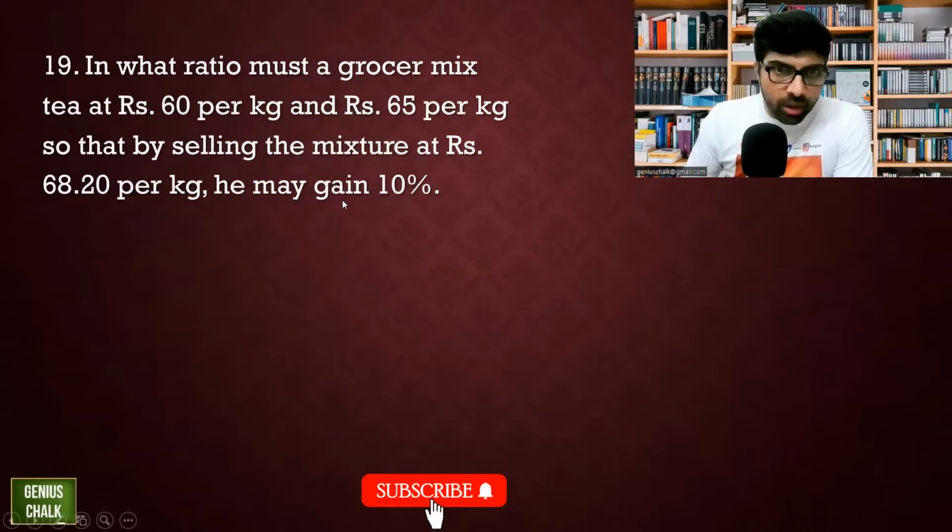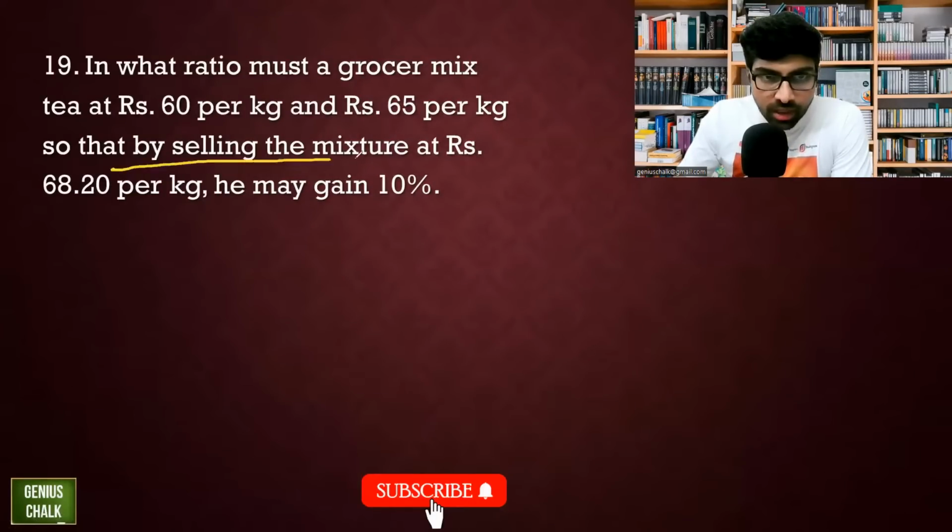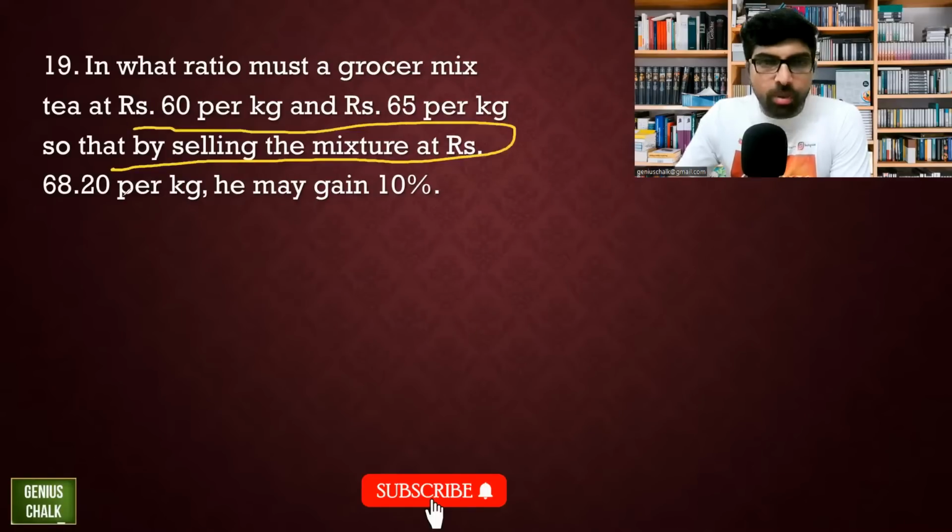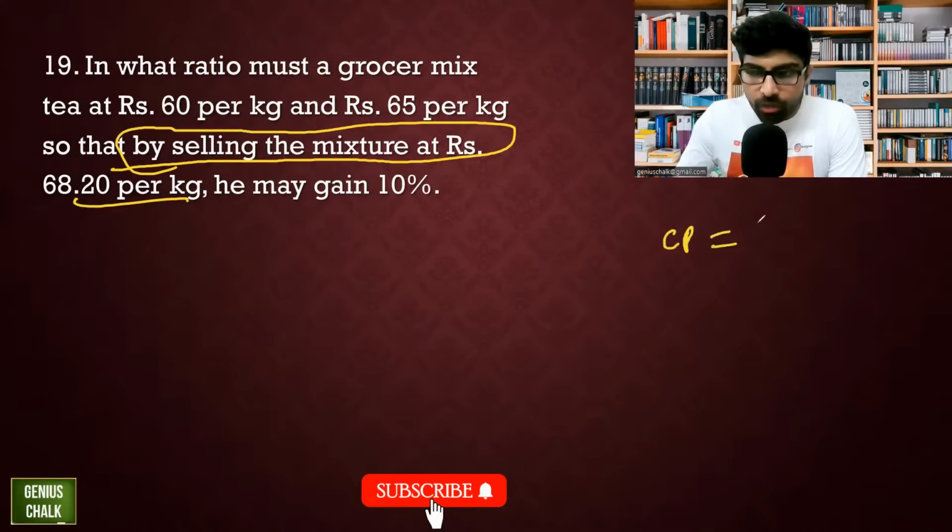In what ratio does a grocer mix 60 rupee per kg and 65 rupee per kg, selling the mixture? Remember this word. If it is written selling the mixture, that means it's talking about the selling price of the mixture. So you have to find the cost price of the mixture. First, let's find it. If you have studied profit and loss, you can use this formula also, if you are not comfortable with my ratio method.